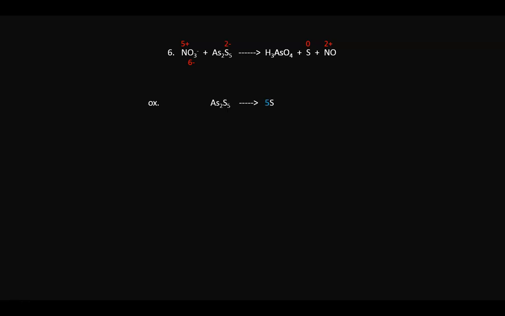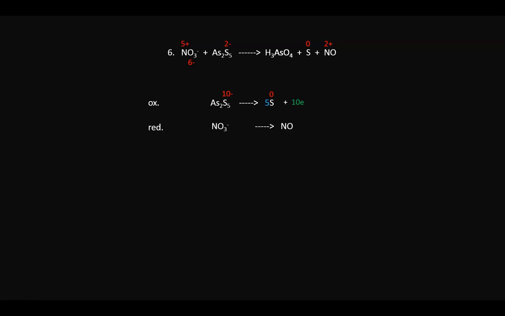Here is the oxidation reaction. Remember that we must first balance the element undergoing the change. So we need 5 here to balance the sulfur. The total oxidation number for the 5 sulfurs is 10 minus. Going from 10 minus to 0 means 10 electrons were given off or lost.